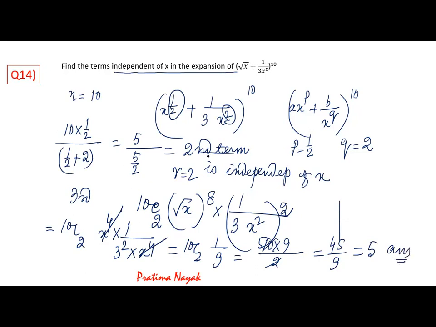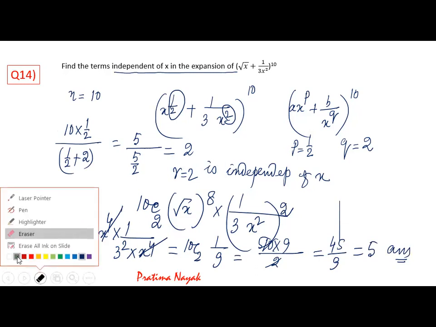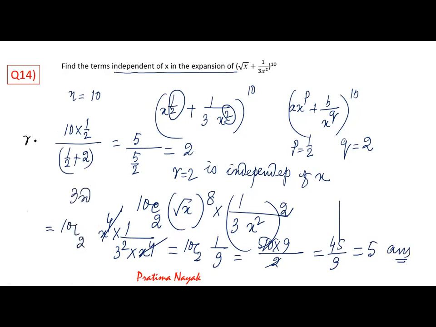It is not the second term. The value of r is 2. Okay, I repeat again, it is not the second term. r is equal to 2. Please don't confuse. r is equal to this. Then if r is 2, then we are getting the third term.